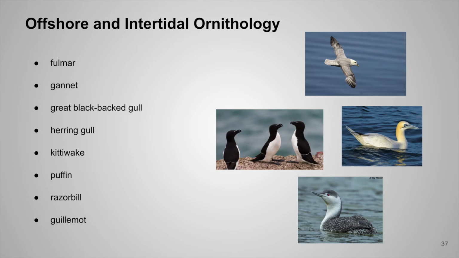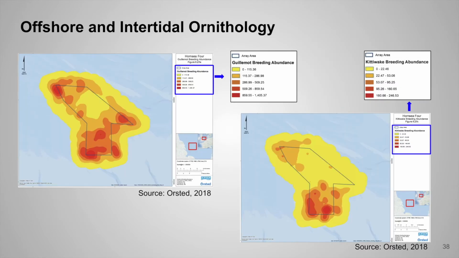Offshore and intertidal ornithology. According to studies, the key species in this area include fulmar, gannet, great black-backed gull, herring gull, kittiwake, puffin, razorbill, and guillemot. This image is an example of the abundance of the species, in this case guillemot and kittiwake, in the area that will be occupied by Hornsea 4.